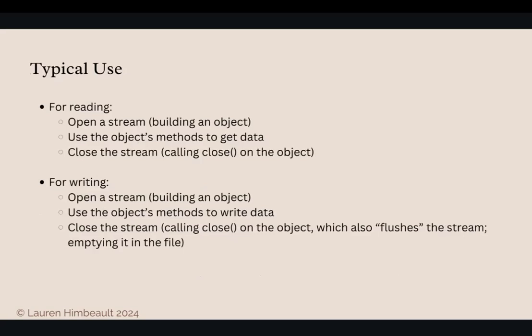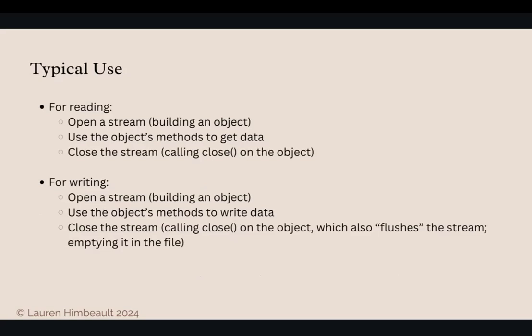So typically when it comes to reading or writing, we're going to open up this data stream. So we build some kind of an object. We use the object's methods to pull the data out. And then when we're done, we close up that object. Usually there's a .close method, which allows us to close that data stream.